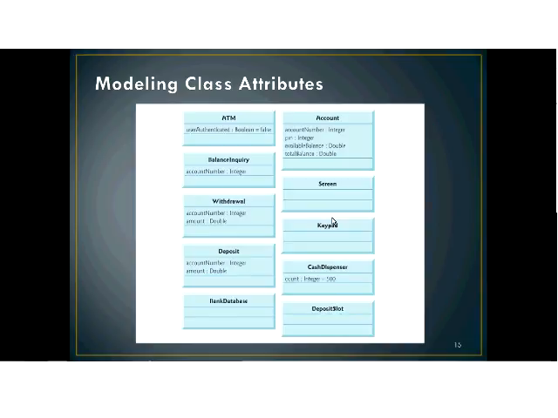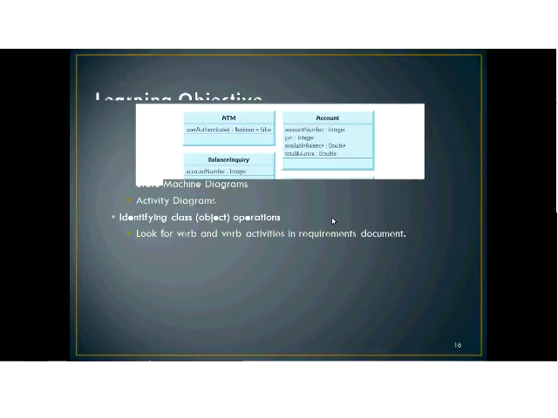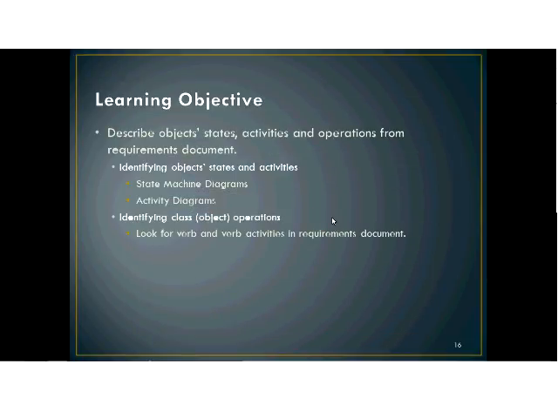Now that we know the class attributes from the previous slide, we can show which class they belong to by using the UML class diagram. Notice how the second section of some of these classes have the attributes defined. We are halfway there defining our new classes. Now all we need to figure out are the different states, activities, and operations defined in the requirements document.